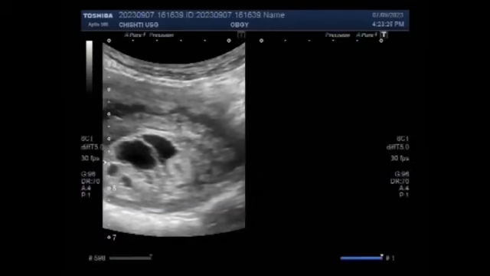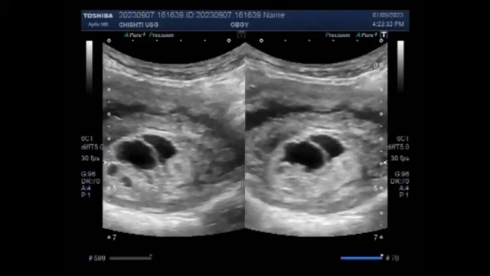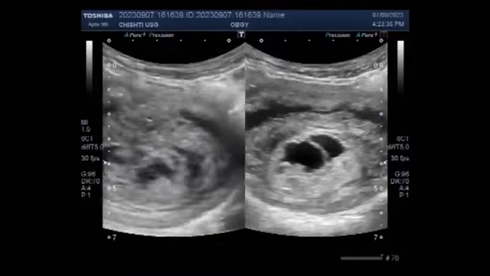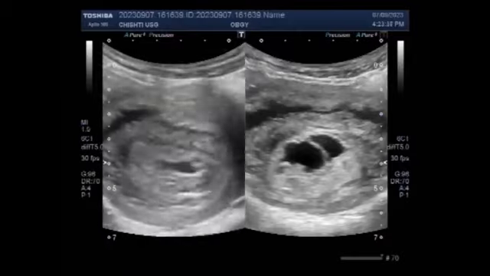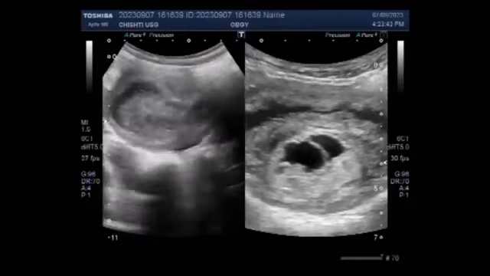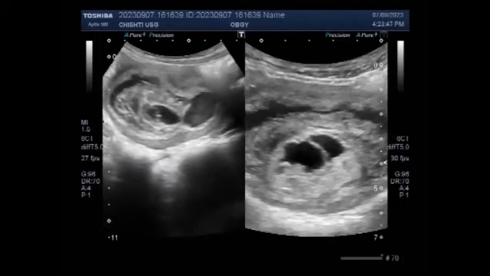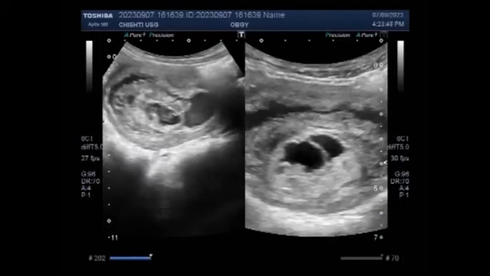Even though the products of conception may still be contained in the uterus, if this happens, the patient may be given the choice of letting nature take its natural course or having a procedure called D&C.